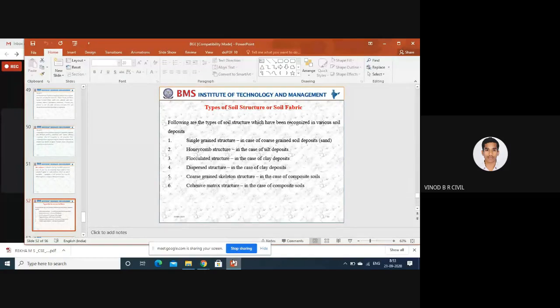And next one is the flocculant structures. Okay, in case of clay deposit, it is a good example of lake soil or sediment soil. Okay, there is a good example of flocculated structure. And dispersed structure also, it is also similar to the clay structure, the lake soil or sediment soil. And coarse aggregate skeleton structure in case of composite soil.